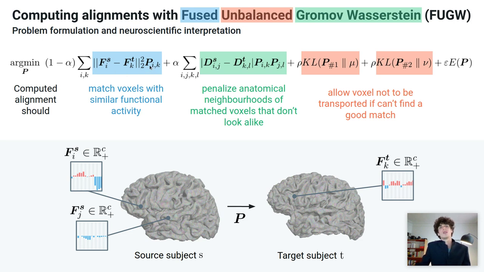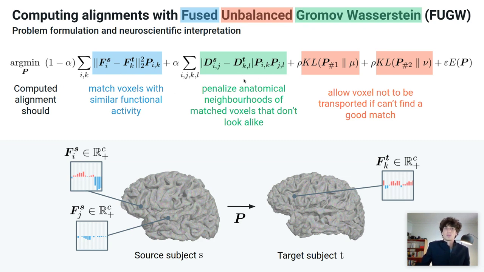And basically what we want to find is coupling matrices, these matrices that I introduced before, and we want to find a coupling that will match vertices from the source subject with vertices from the target subject based on the similarity of their functional activity. So that would be that part of the loss.